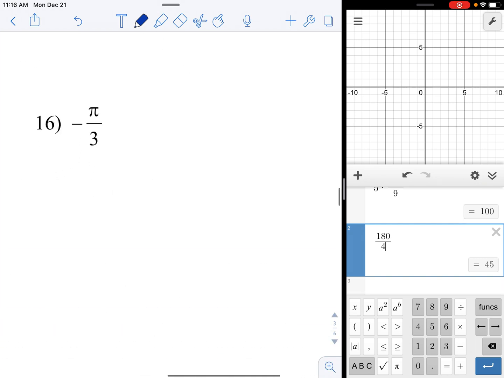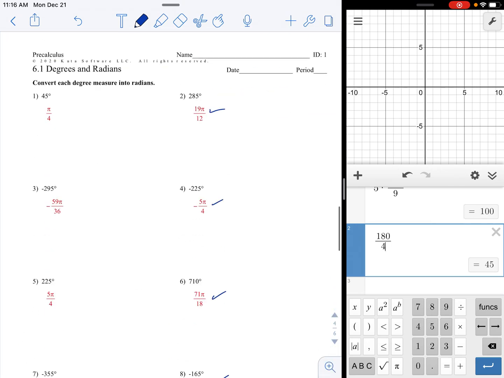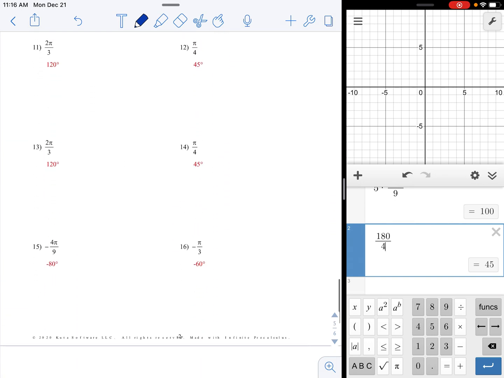Number 16, multiply by 180 over pi. Pi's cancel out. Gives us negative 180 over 3. I don't need a calculator for that. I know that 18 divided by 3 is 6. So 180 divided by 3 is 60. This is going to be negative 60 degrees. And am I right? Yes, I am. So when you do your assignment, 11 and 13 are the same thing. Sorry about that.